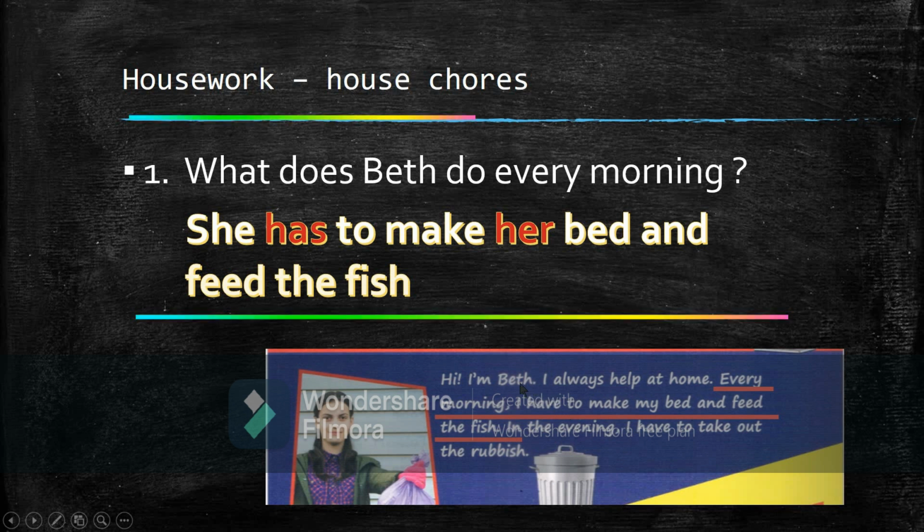So why? Now we have to change I into she because the question asks about Beth. It's not asking about you. Have, we have to change to has because Beth is singular. One person. And my here, you have to change to her. Got it? Now let's look at the second question.